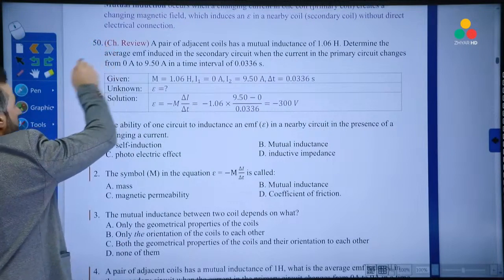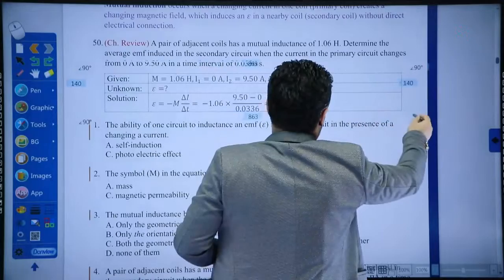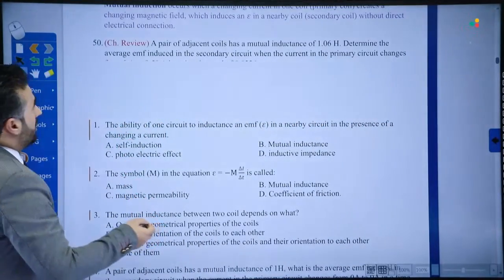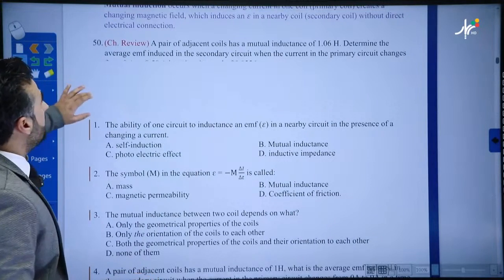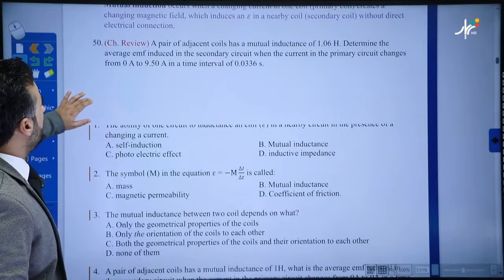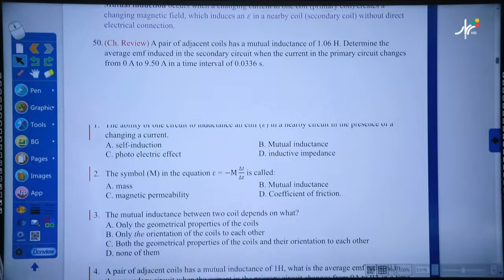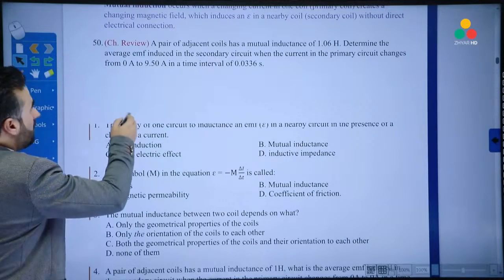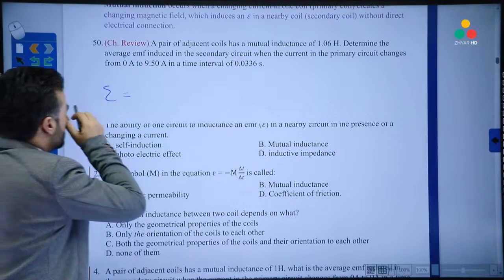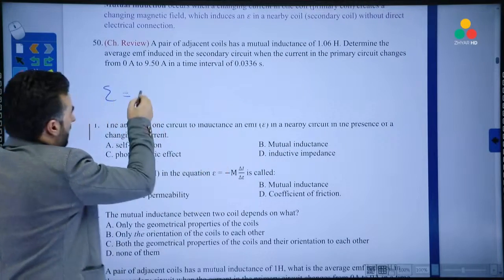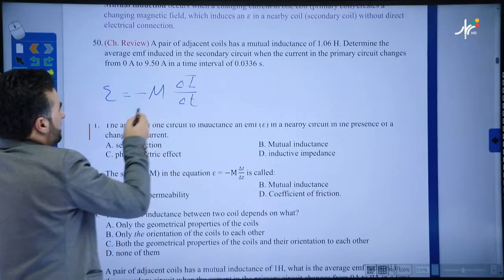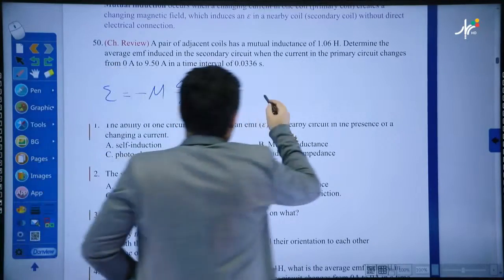You just plug the numbers into the equation, and that is all you need to do to find the answer here. Okay, so let's do this together. Remember, it says, determine the average induced electromotive force in the secondary. So we can say induced electromotive force equals what? We said that equals negative M, that is basically delta I over delta t here. So everything you need is already there.